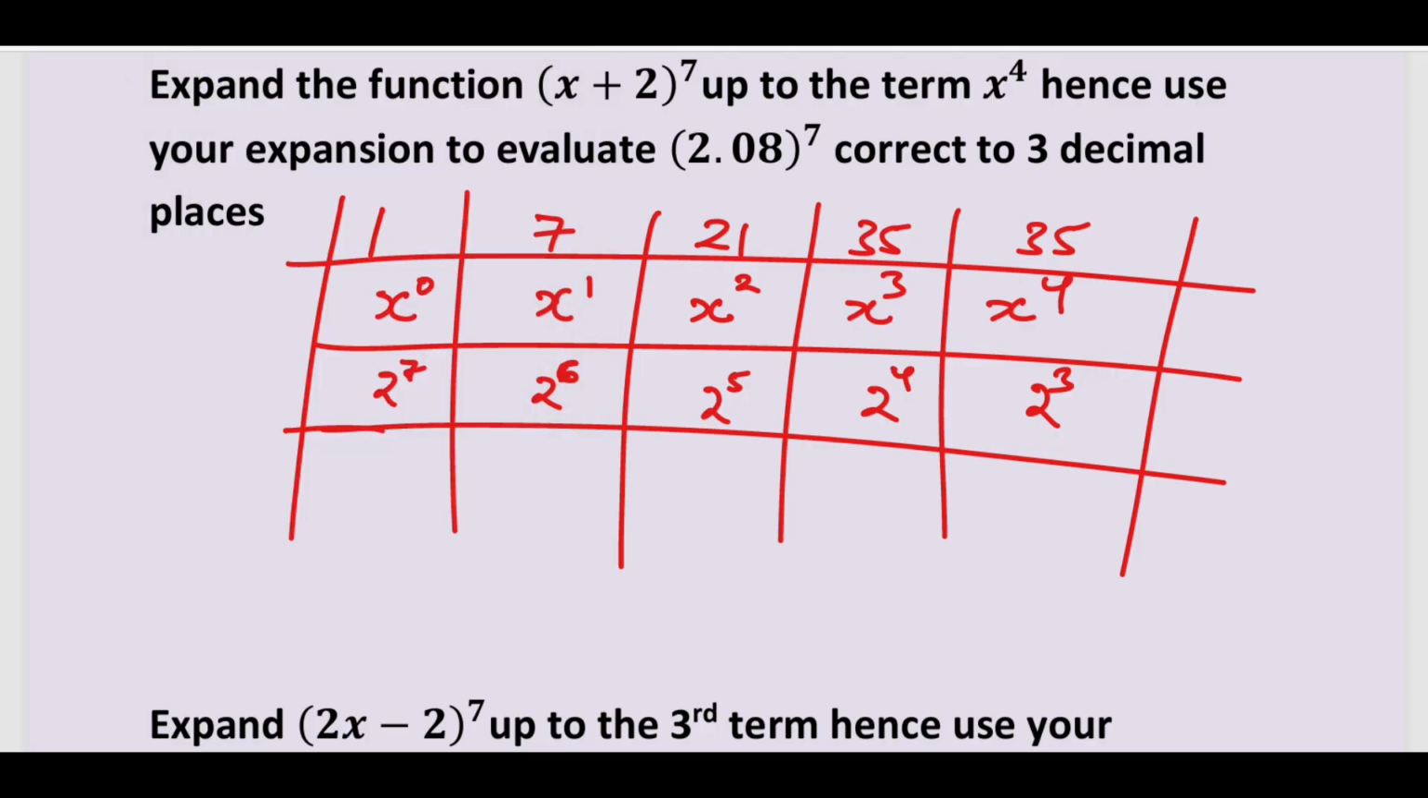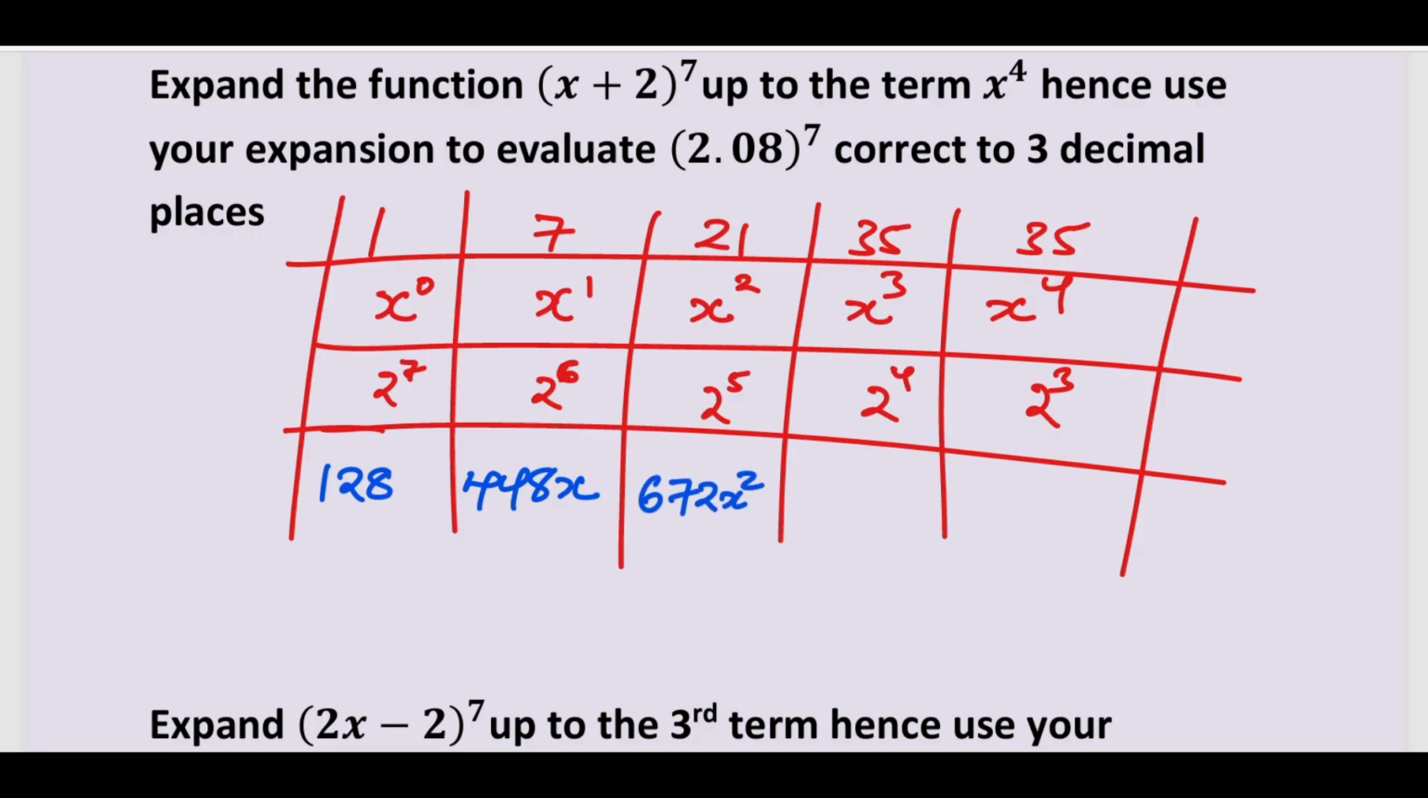What do we get for this multiplication? 1 times 2^7 is 128. And then 7 times x is 7x. 2 raised to power 6 is the same as 64. So we're talking about 7 times 64, that gives us 448x. The next is 21 times x squared, that is 21x^2, and then 21 times 32 gives us 672. So this one is 672x^2.